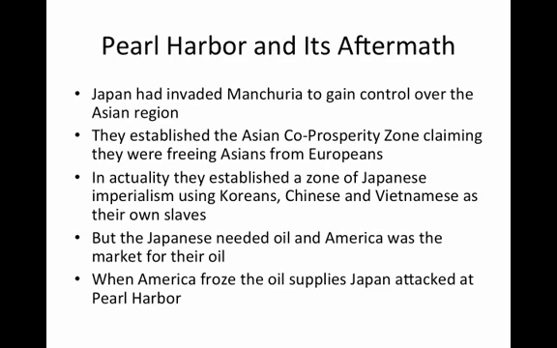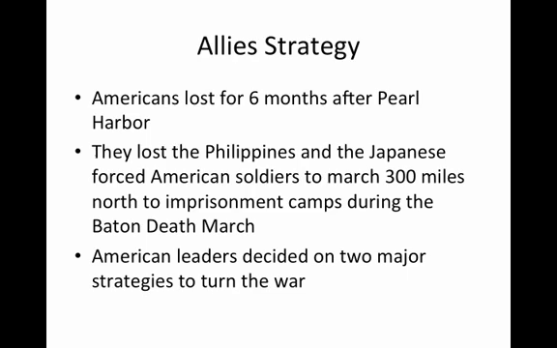When America froze the oil supplies in order to try to get Japan to move out of China, that is when Japan attacked Pearl Harbor. After the attack at Pearl Harbor, Americans lost battles for 6 months in the Southeast Pacific. For example, they lost the Philippines, and the Japanese took American soldiers who had been captured and marched them 300 miles north to imprisonment camps in the Bataan Death March. American leaders decided that they needed to change strategy and course to turn the war.